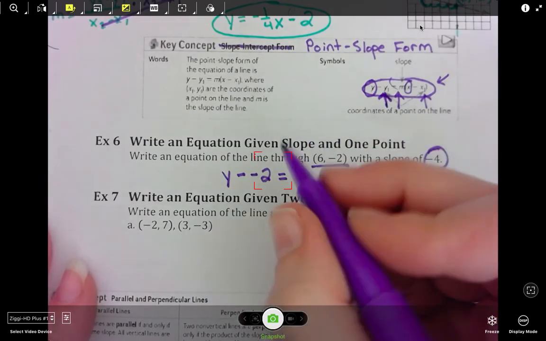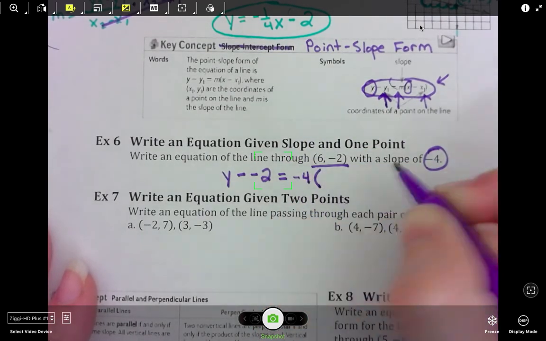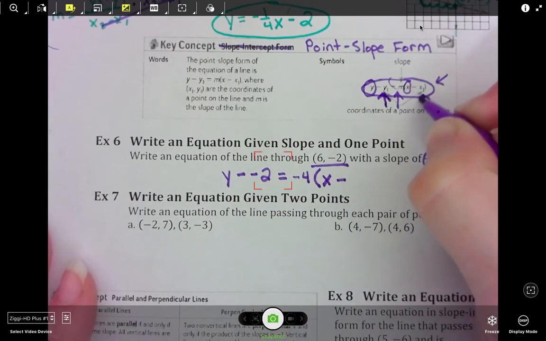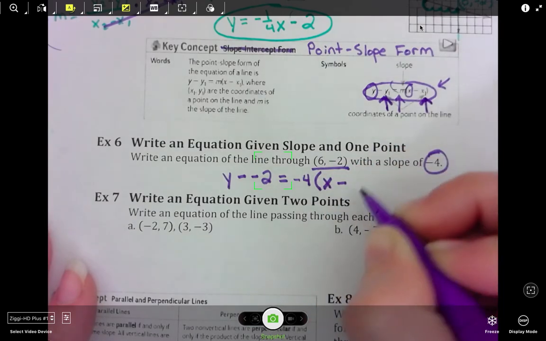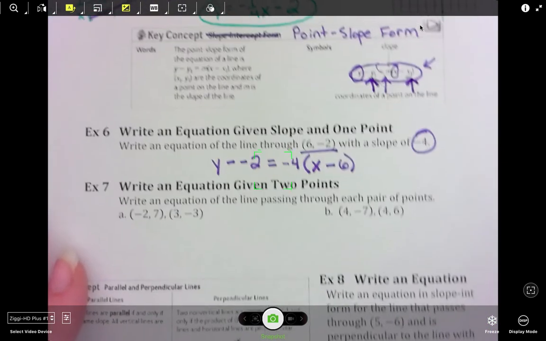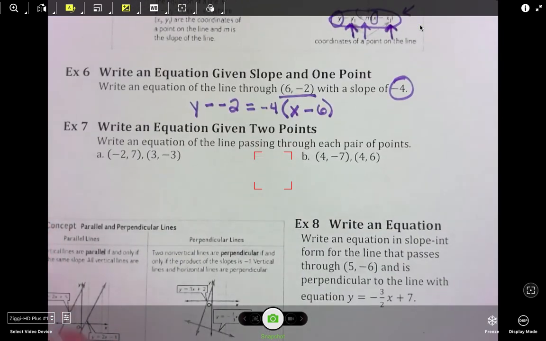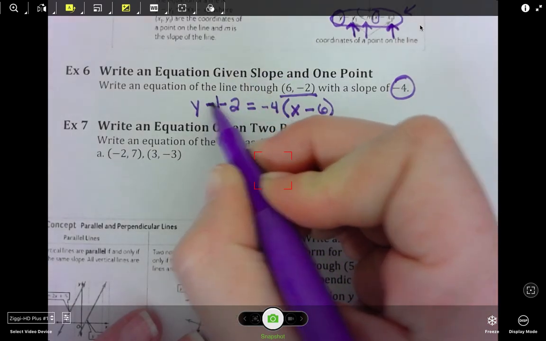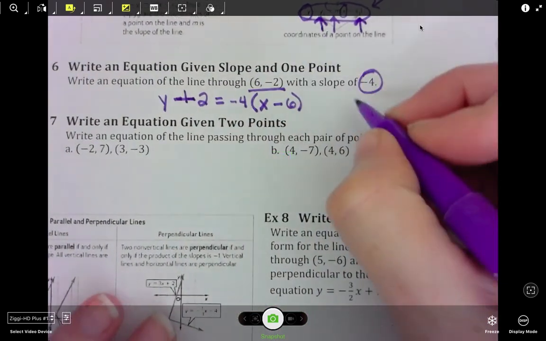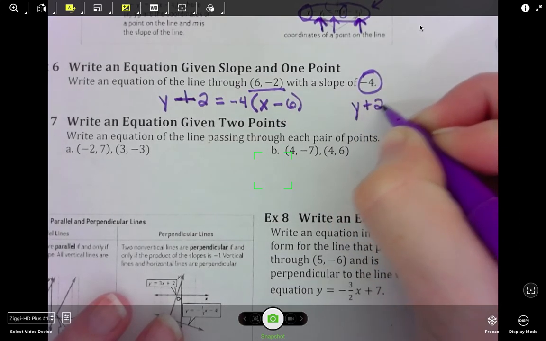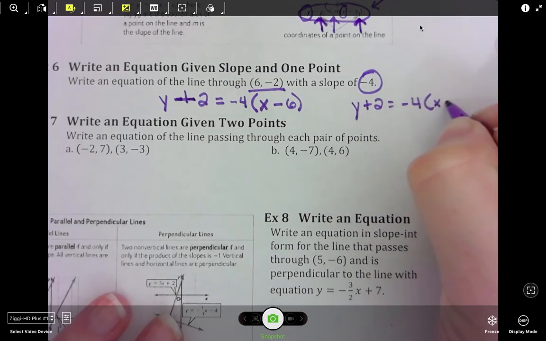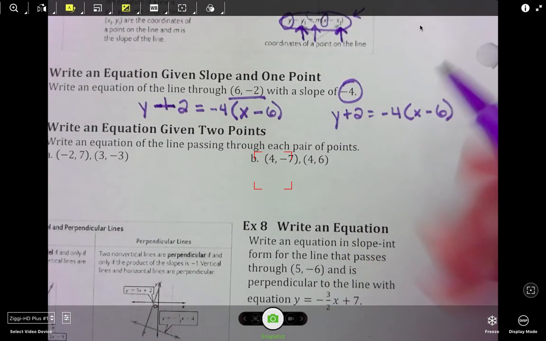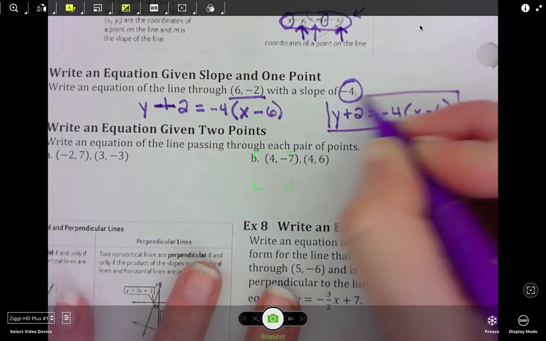My slope is -4, so that's what m is. -4 times x will stay itself, minus x1 is the x-coordinate that I'm given for my point, so -6. Okay, and it'll look just like that. I don't really like this y minus a -2, so I'm going to change that to y plus 2, and I'm going to rewrite it so it looks a little nicer. Y plus 2 equals -4 times x minus 6. I'm just rewriting this because it looks a little sloppy on the other side. And this is your equation in point slope form.